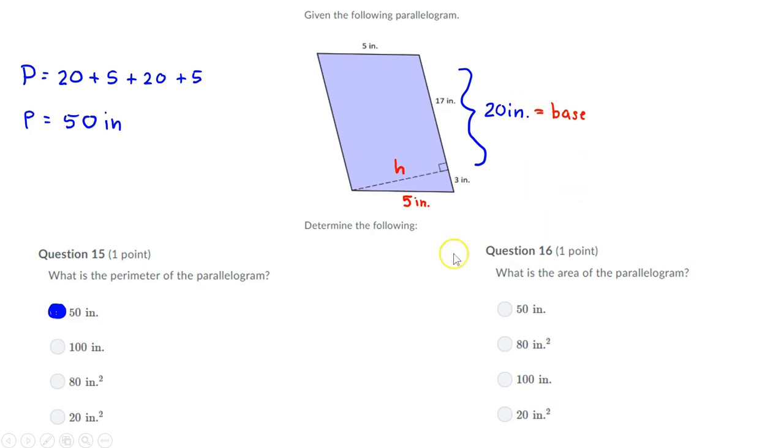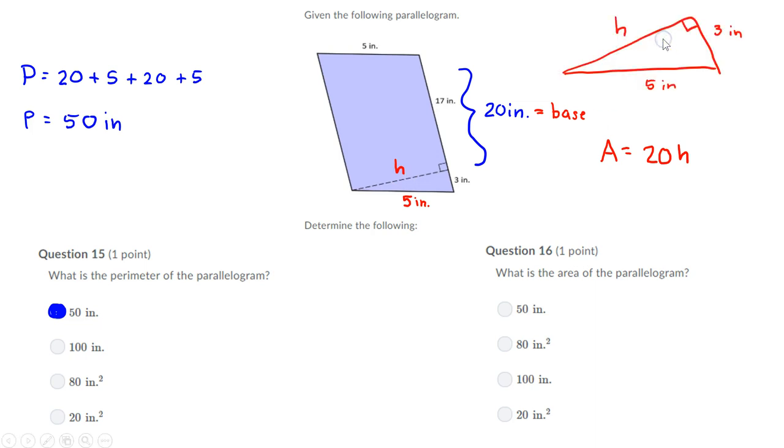This is, of course, the base, and I know the opposite side of this is 5 inches. I'm going to focus my attention on this triangle here, because it is a right triangle. If I know two sides of a right triangle, because there's a right angle here, this would be the hypotenuse, this would be a leg, and h would be the other leg. Since the area of this parallelogram is base times height, it's going to be 20 times h, where h is the height. I just don't know what the height is yet.